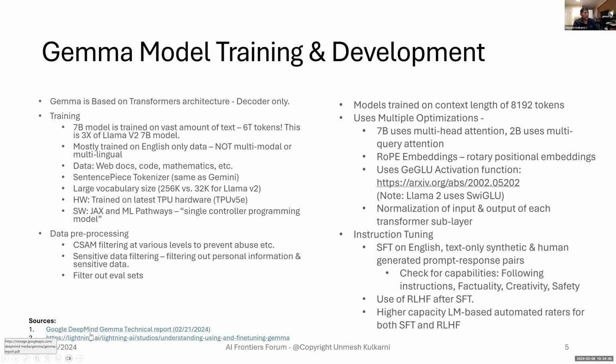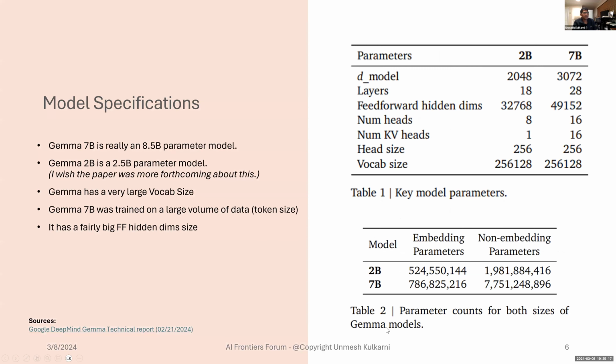But there is a really good Google DeepMind paper, the Gemma technical report, and it lists what Gemma is doing, what kind of algorithms it's using and why. It also lists a good set of performance benchmarks and safety precautions that Google is taking. And then there is a Lightning AI paper, I think by Sebastian Raschka, on how to understand these models and how to fine tune the Gemma model. So I would strongly recommend going through both these links once we distribute the slide deck.